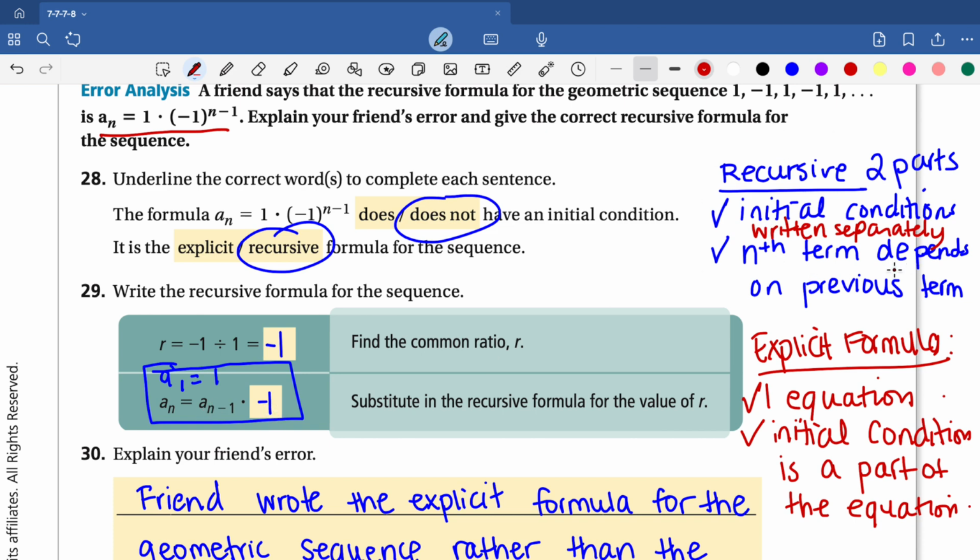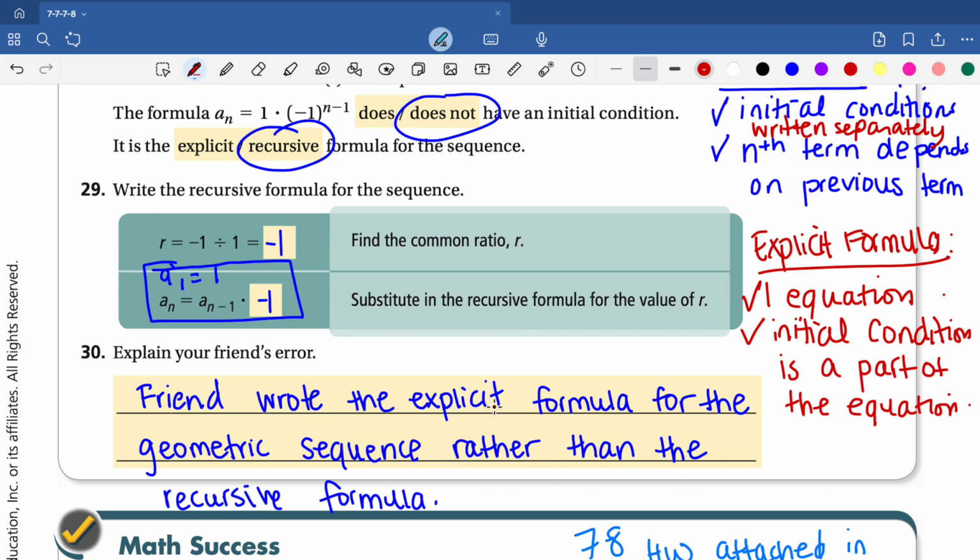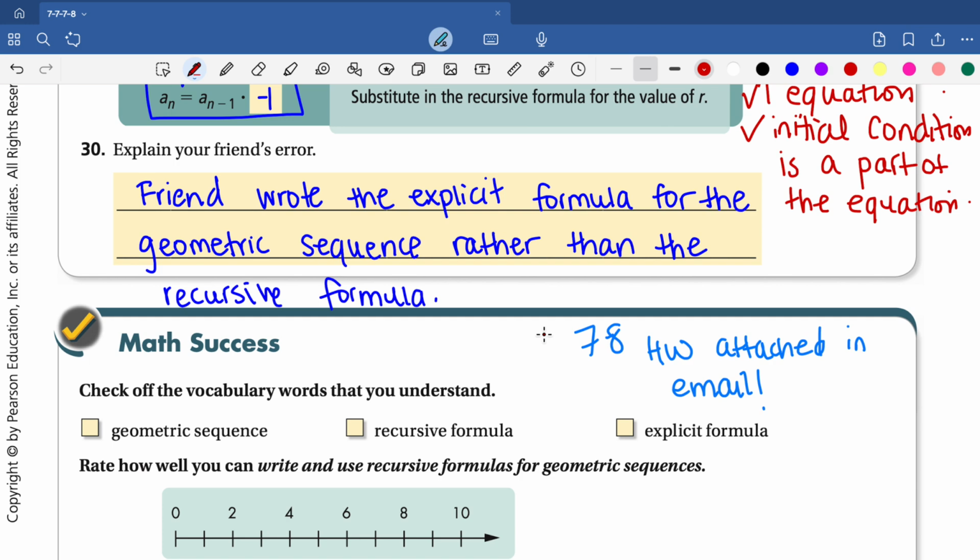So remember, for recursive formulas, you have two parts: your initial condition, which is written separately, and your nth term, and you have to remember that your nth term depends on your previous term. For an explicit formula, you have one equation, and your initial condition is part of the equation. All right, so the friend's error is that the friend wrote the explicit formula for the geometric sequence rather than the recursive formula.